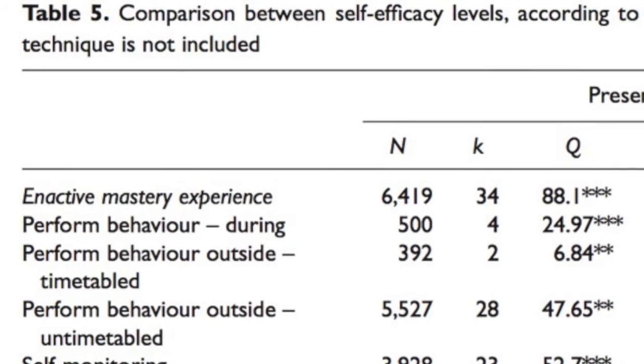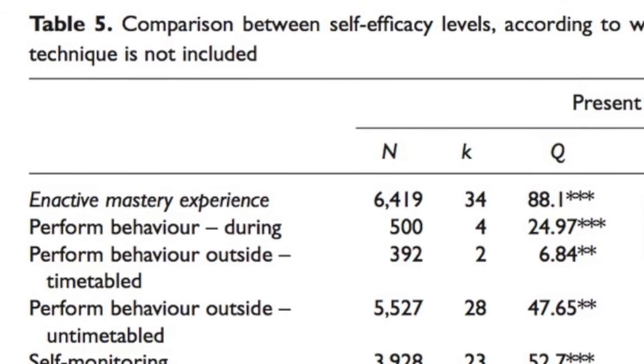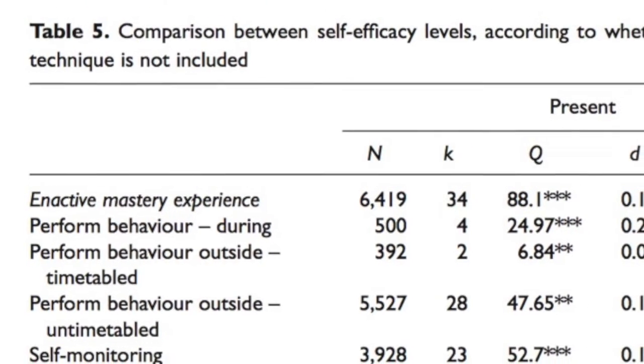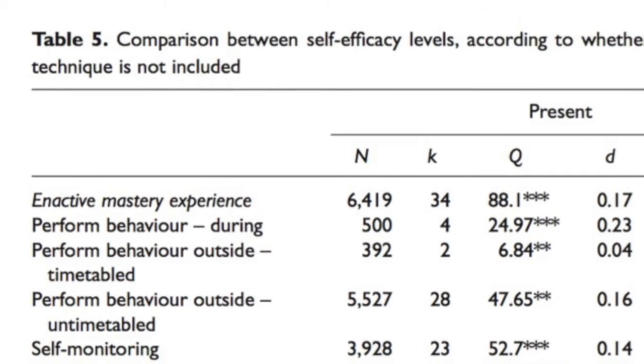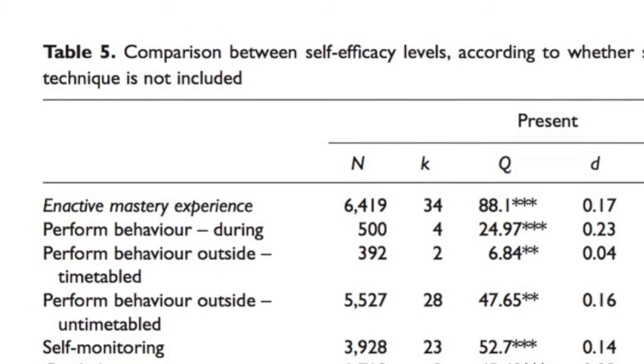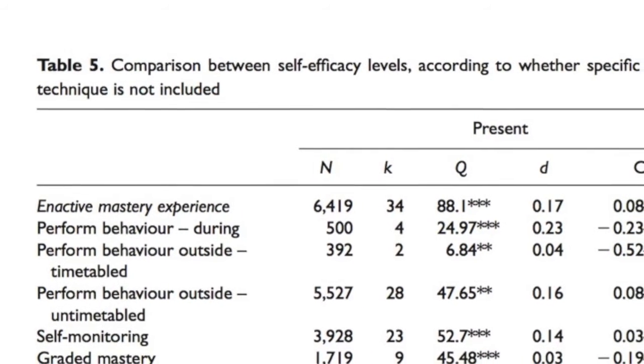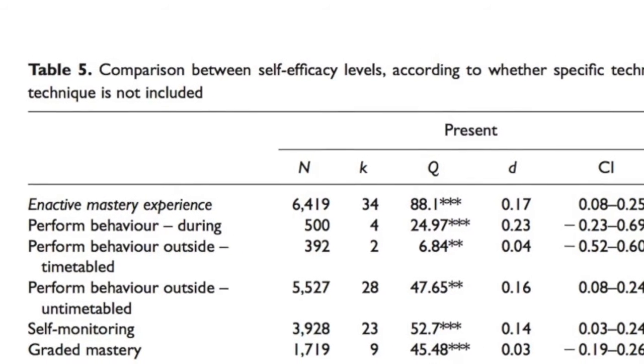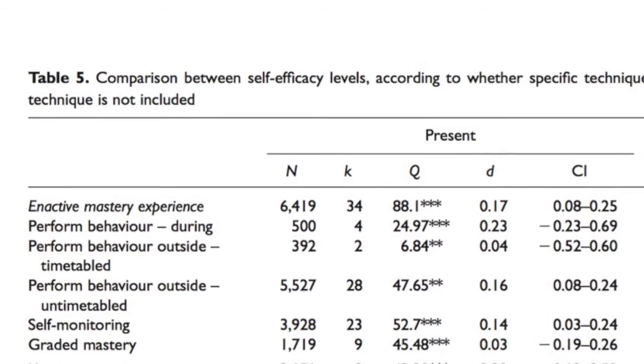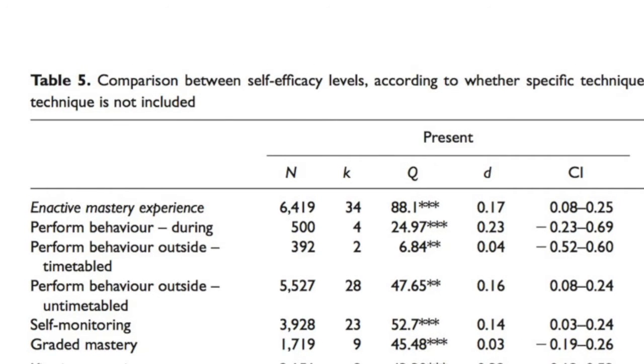Q is the statistic for heterogeneity, which we've mentioned earlier, and the number of asterisks here refer to whether it's statistically significant or not. The D statistic refers to the effect size on self-efficacy of the intervention that included, for example, an active mastery experience. The confidence interval here refers to the error around that effect size.